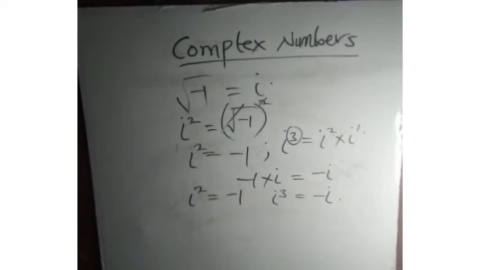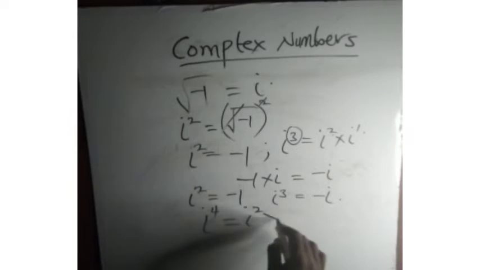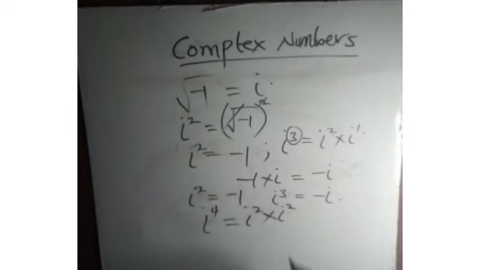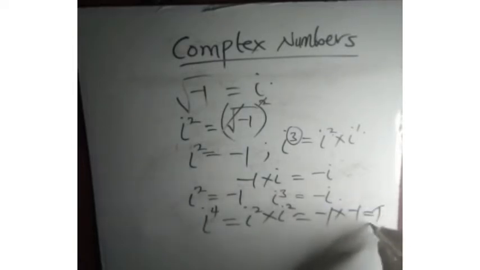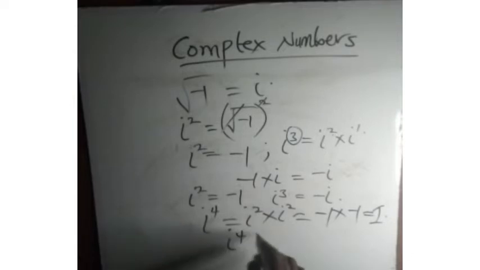What if you have i raised to the power of 4? What will i raised to the power of 4 be? It will be i squared times i squared, isn't it? And i squared is minus 1, times minus 1, which is 1. So i raised to the power of 4 is equal to 1.